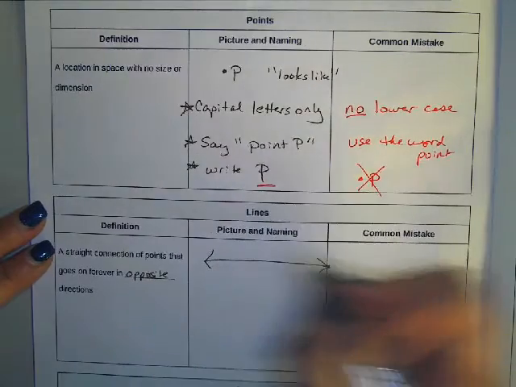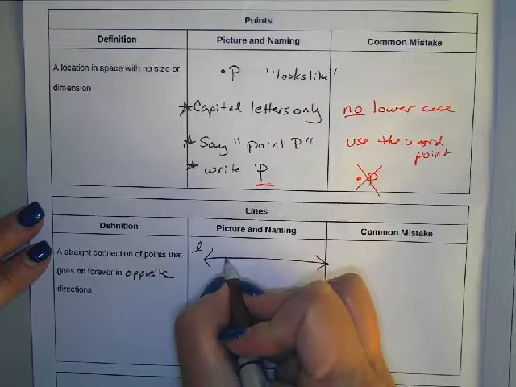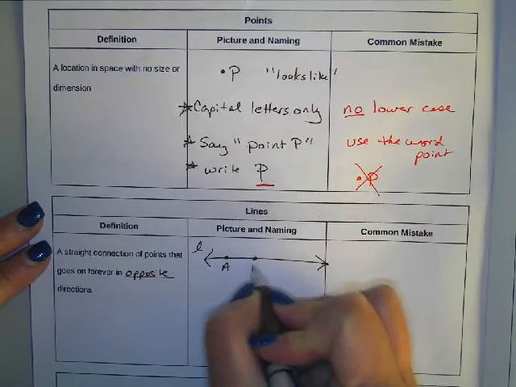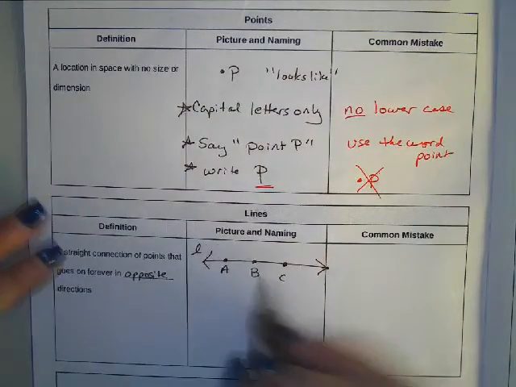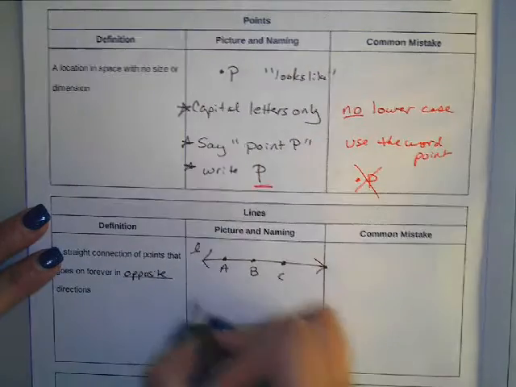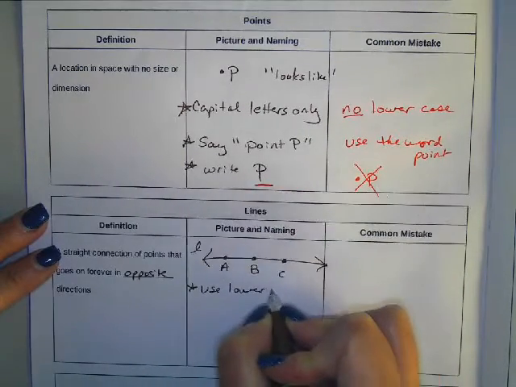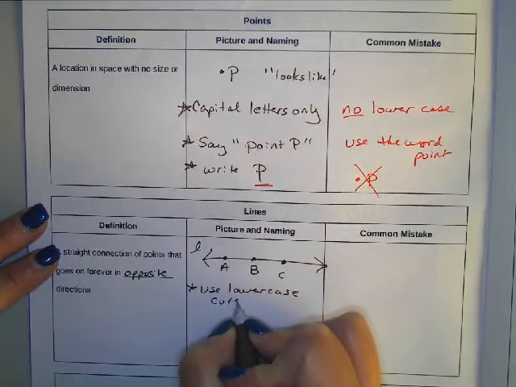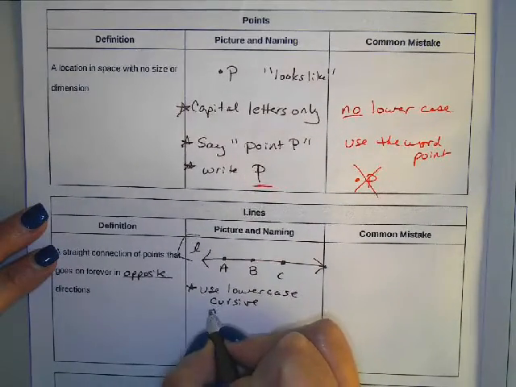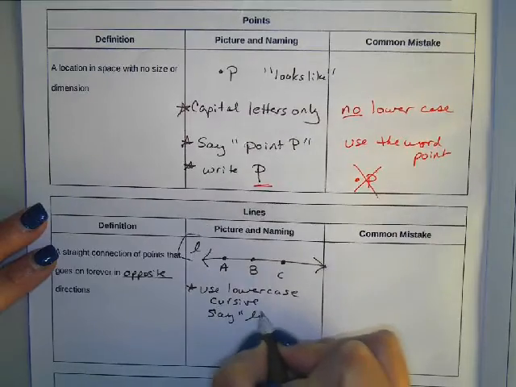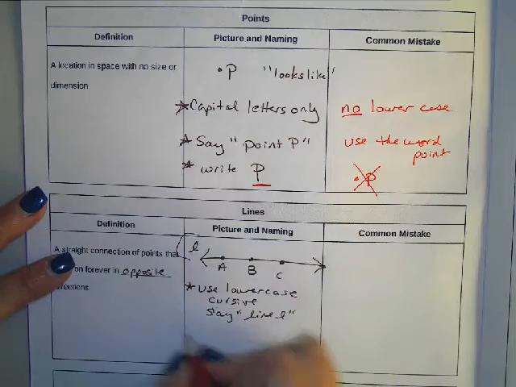It goes on. Sometimes we can use cursive lowercase, so this would be line L. Other times there's points on the line, and we can name the line using any of these points. So this is the picture. So first, to name it, you may use lowercase cursive, right? That is this. So we would say line L.